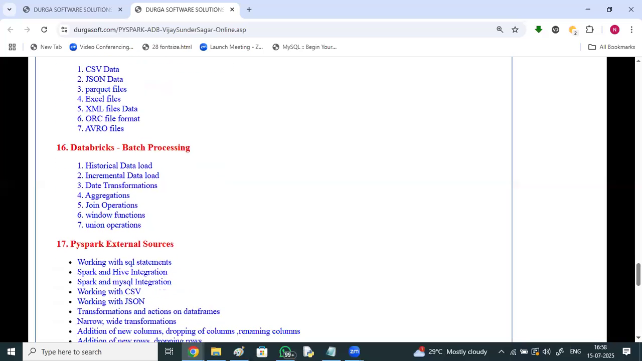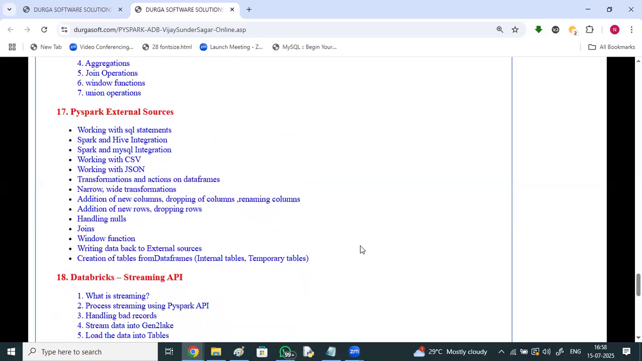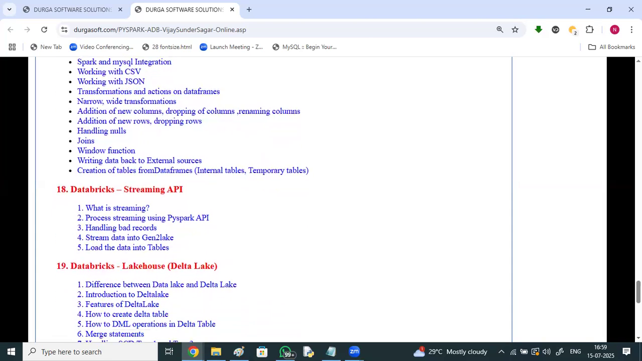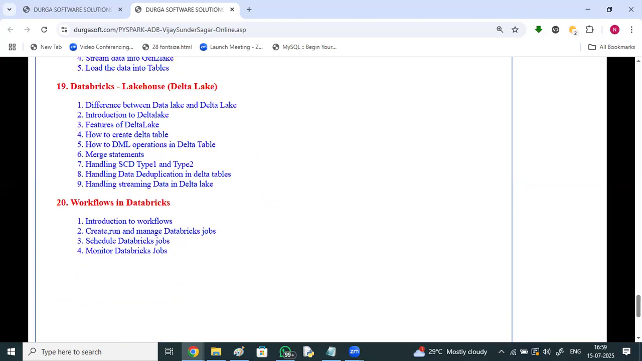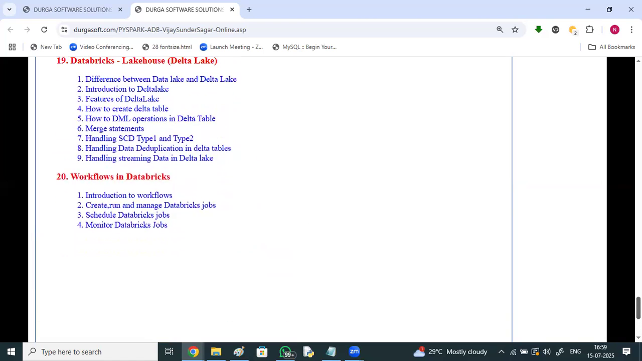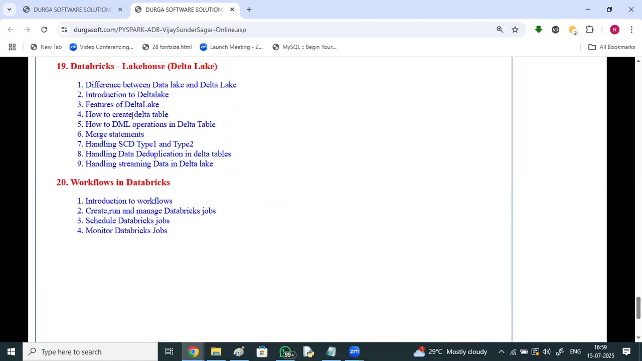PySpark external sources, working with different things and integration with MySQL, working with CSV, JSON, transformations and actions, narrow and wide transformations. Databricks streaming API. What is streaming? The process of streaming using the PySpark API. Handling bad records. Databricks Lakehouse. Introduction to Delta Lake. Features of Delta Lake. Merge operations. SCD type 1, type 2. Handling data deduplication, workflows, handling jobs, and monitoring in Databricks.